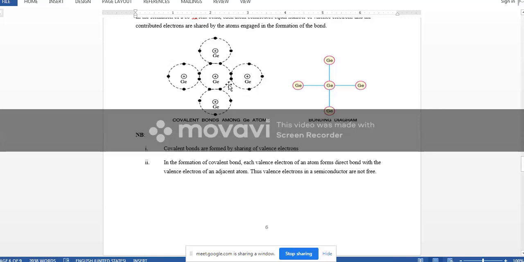These 2 electrons are shared. One is from the center atom, and the other one is from the adjacent atom. They have formed a bond. They have shared an electron. So each is contributing an electron to assist in formation of covalent bonds. There is something we need to note. The first one is that covalent bonds are formed by sharing of valence electrons. The second point is that in the formation of covalent bonds, each valence electron of an atom forms a direct bond with the valence electrons of the adjacent atom.